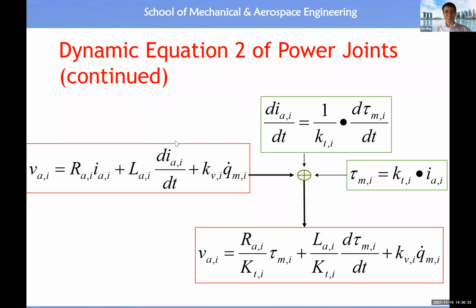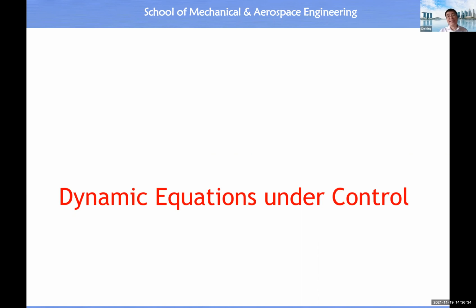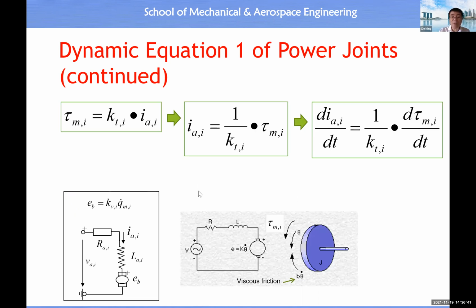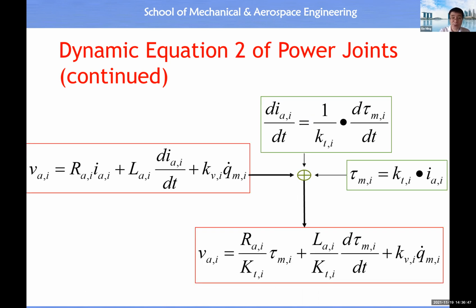Now we look at the dynamic equation under control, because this energy comes from somewhere, from a controllable device, which is controllable by the robot brain.